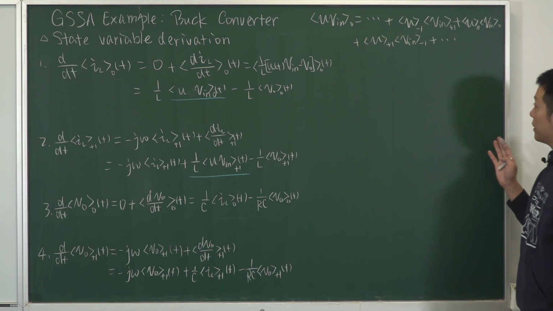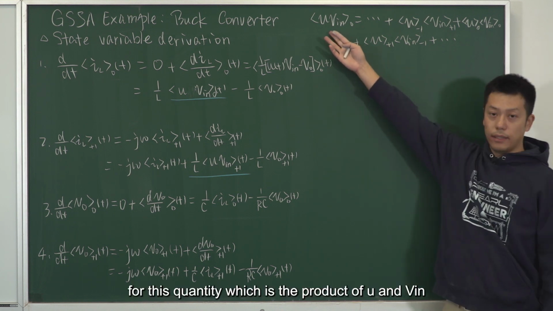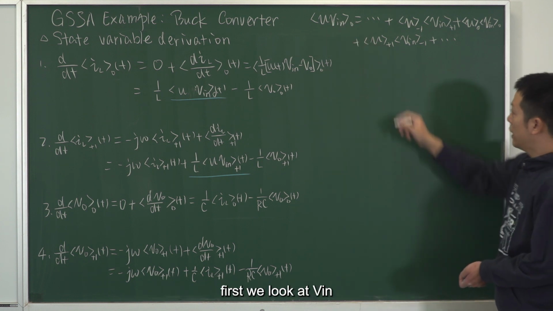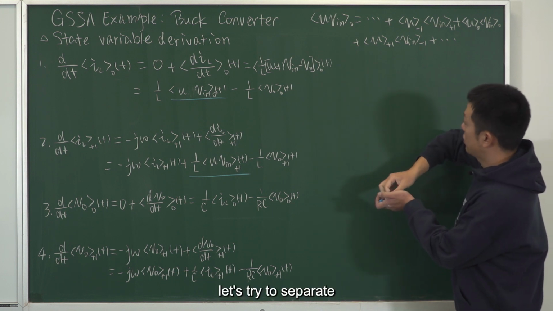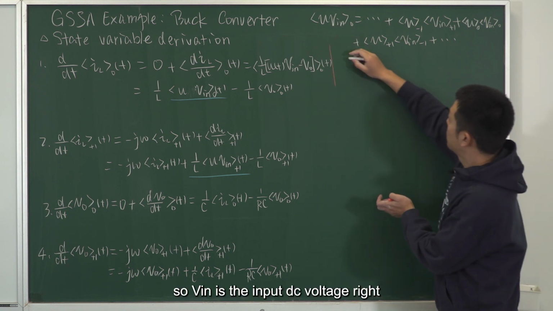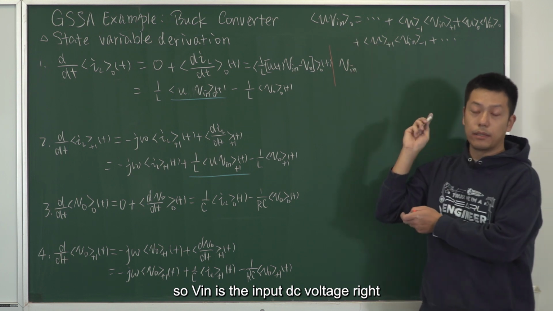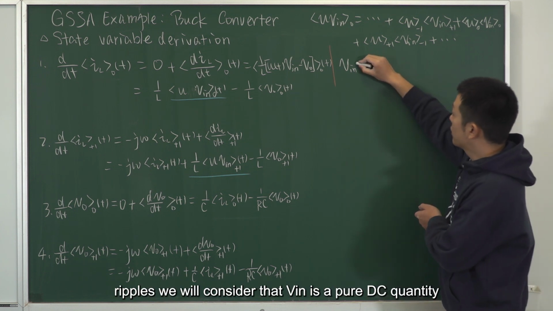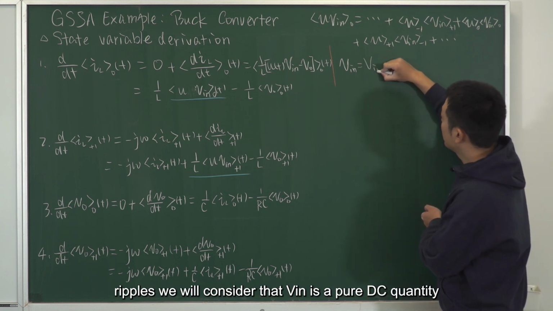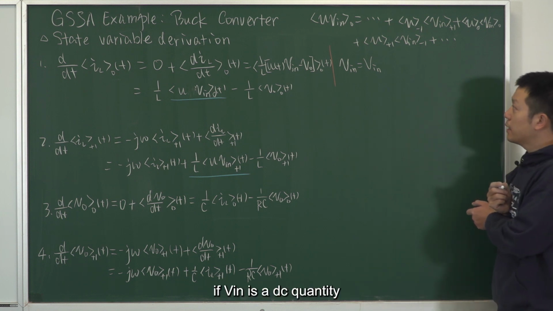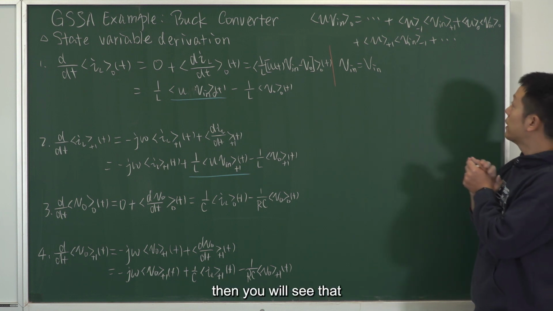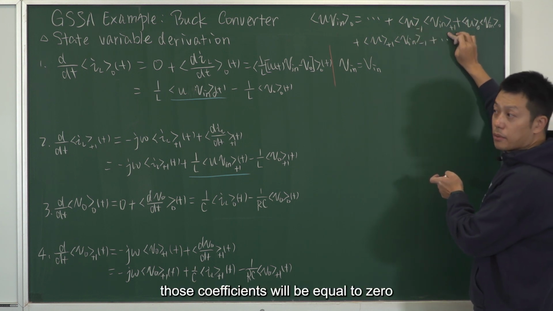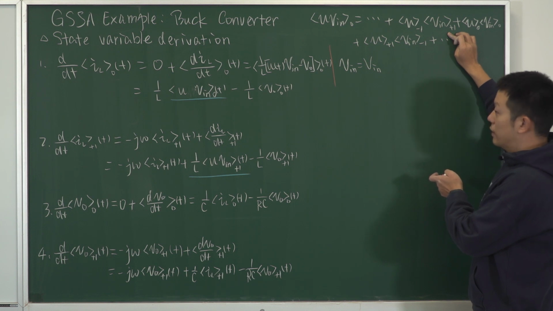Okay, so for this quantity, which is the product of U and V in. So first we look at V in. Let's try to separate. So V in is the input DC voltage, right? If we ignore its ripples, we will consider that V in is a pure DC quantity. If V in is a DC quantity, then you will see that those coefficients will be equal to 0, right? Will be equal to 0.